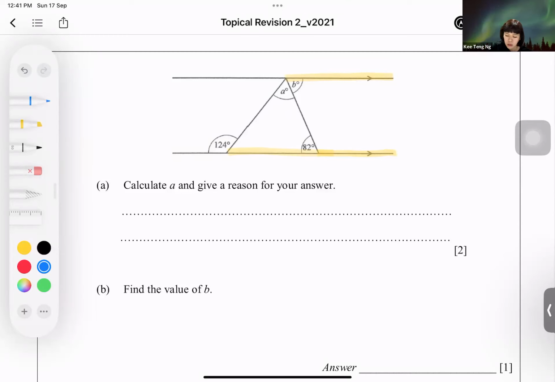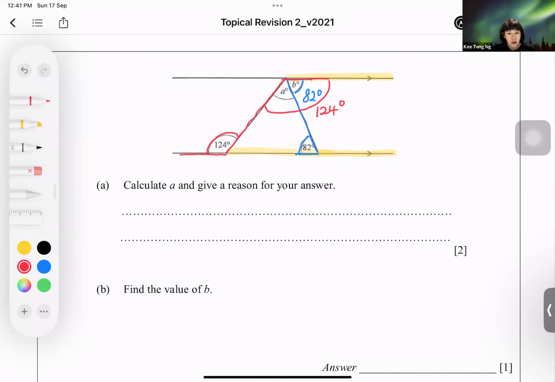First one over here, I have a letter Z. So this angle is 82, this angle is also 82. Next, I have the angle over here. This is 124. This is still a letter Z. Right, this whole thing is 124. That means this whole angle over here is 124 degrees. Alternate angles on parallel lines.